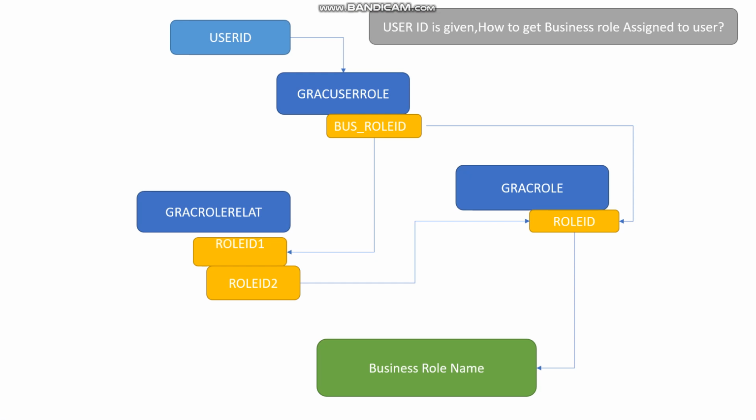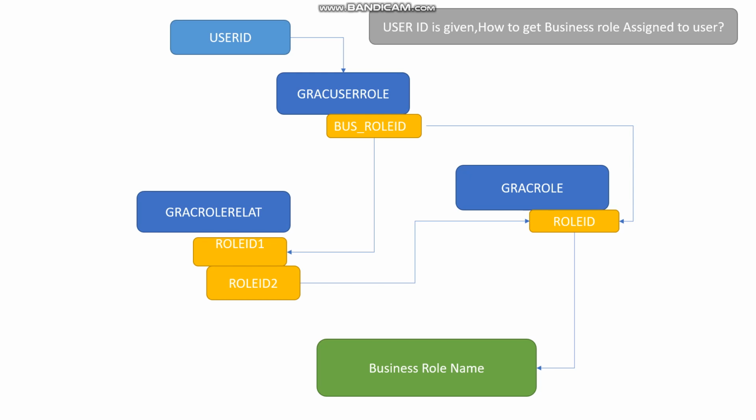So once again I want to repeat it. User ID is given, go to the GRSE user role table and further go to the GRSE role table and you will be getting the business role. The other way is, go to the GRSE user role, get the business role ID, then go to the GRSE role relation table, get role ID 2 from here, copy role ID 2 and once again go to the GRSE role table and finally get the business role name.